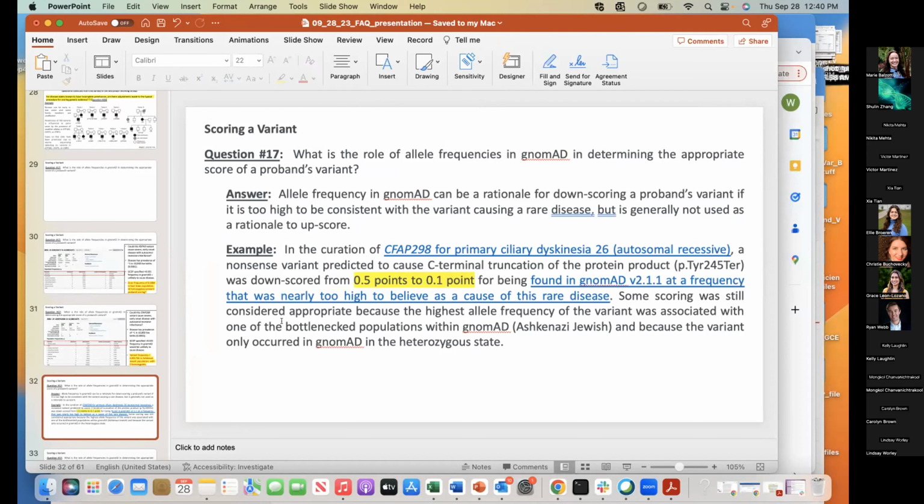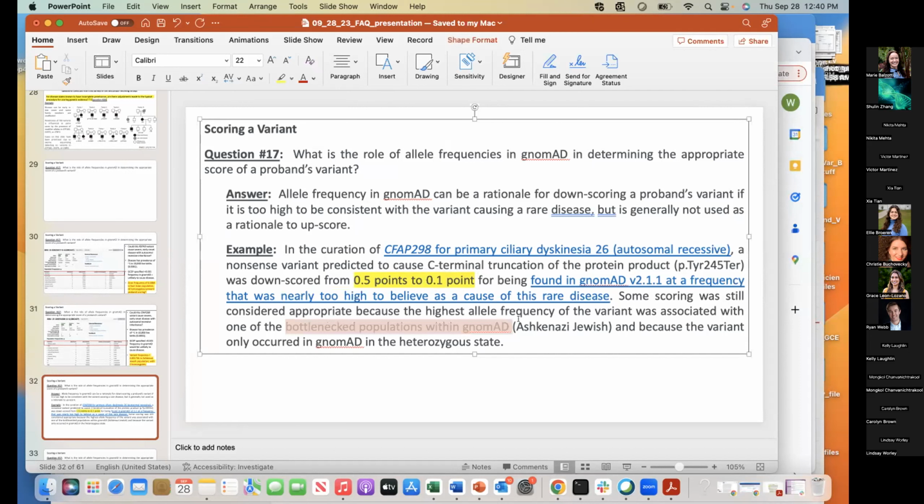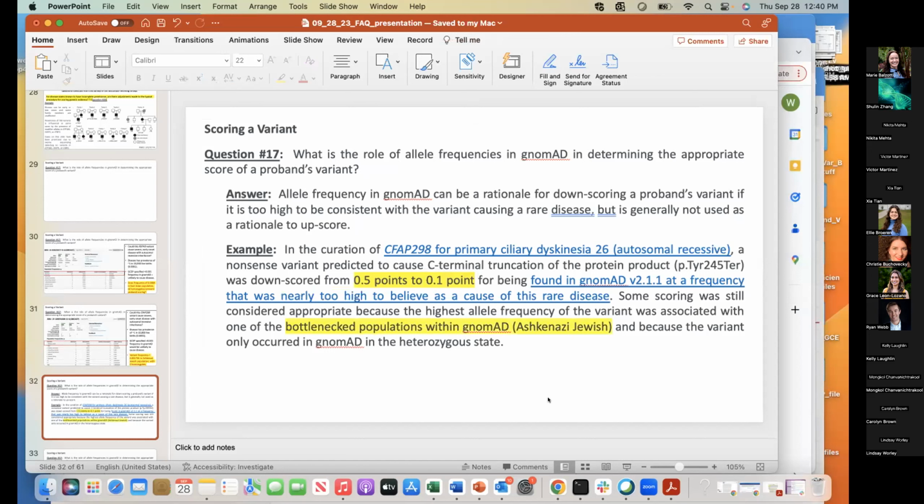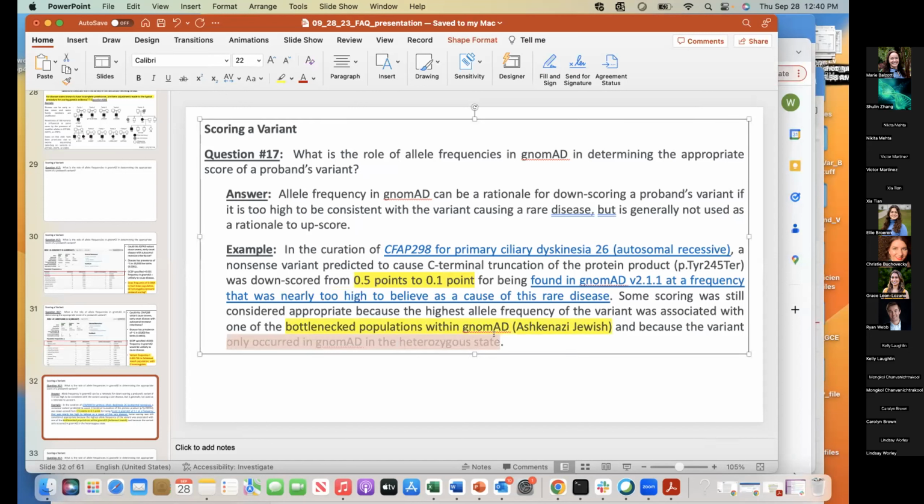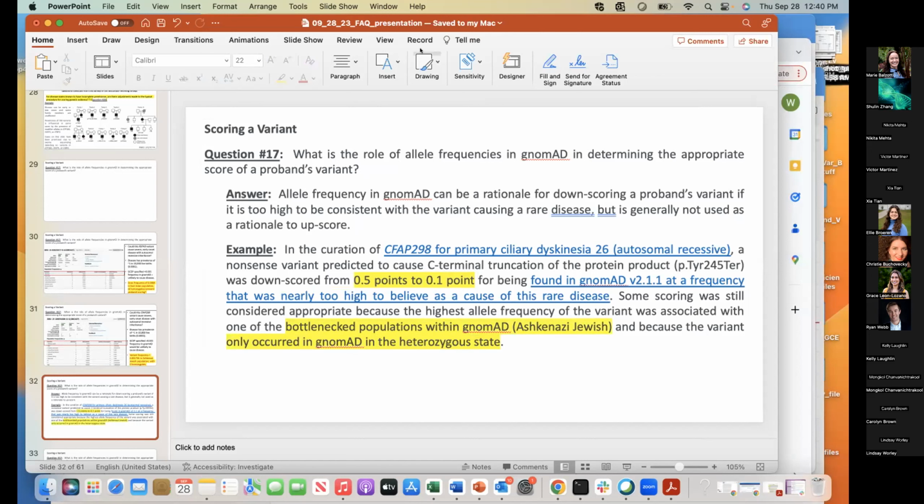One of the reasons that they felt okay about scoring it was that it was from one of the bottleneck populations of gnomAD, that they felt a little bit, we don't really know as much about what the founders might be in that population. And also because they felt a little bit reassured that it was only in gnomAD in the heterozygous state. They would have felt more nervous if it was homozygous, and then you'd have to start thinking either hypomorph or it's just the wrong variant.